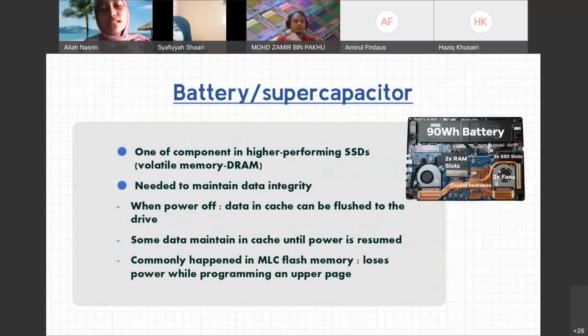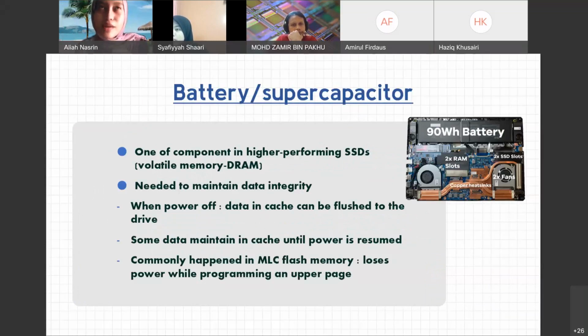So the next component is the battery or supercapacitor. It's another component in higher performing SSDs, and it is necessary to maintain data integrity, so the data in the cache can be flushed to the drive when power is lost. And some even hold power long enough to maintain data in the cache until the power is resumed.